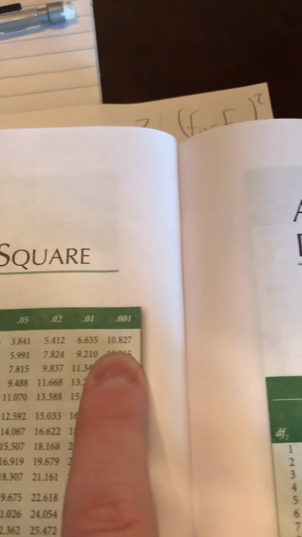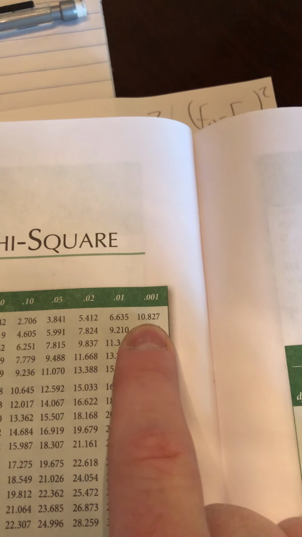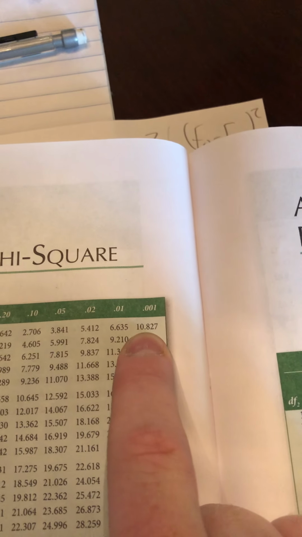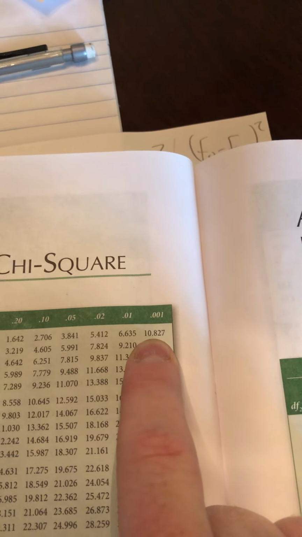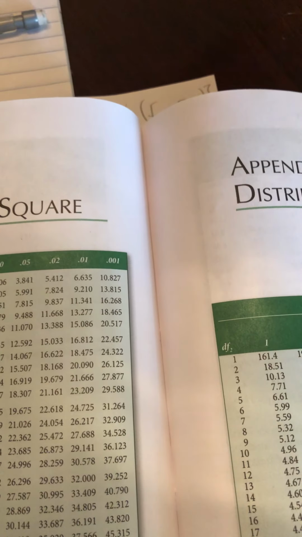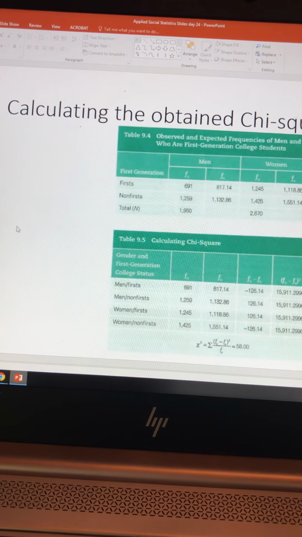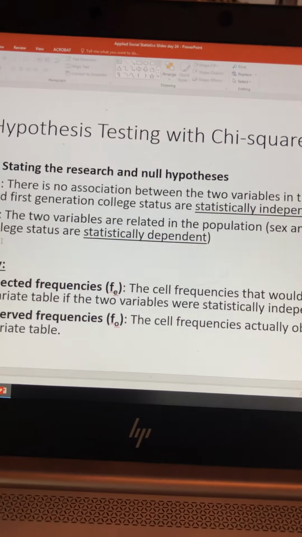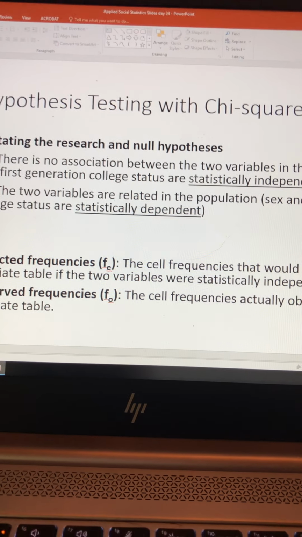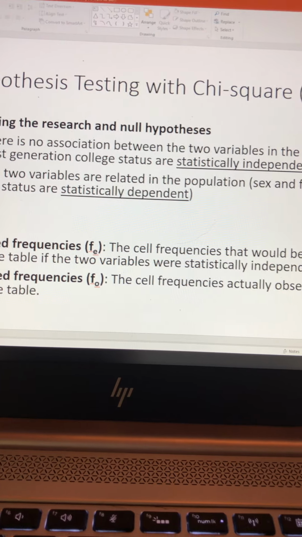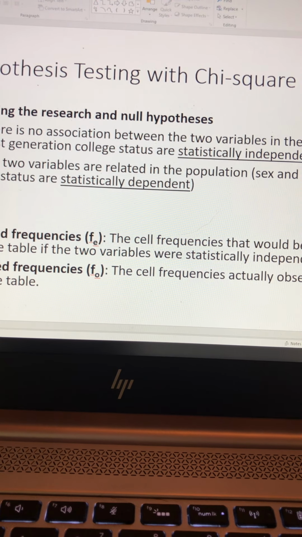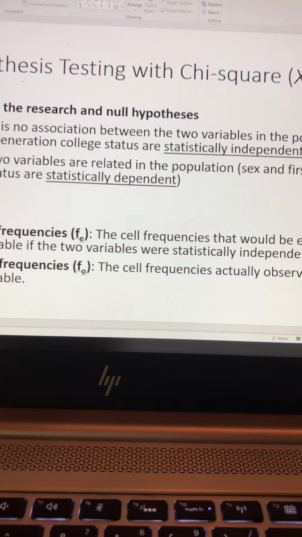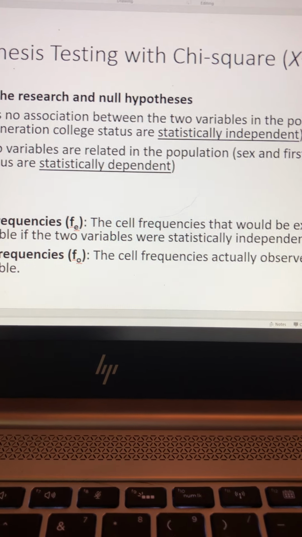If you look here, though, I could have tested at an alpha equals 0.001, which would be a 99.9% confidence level. Well, we're still above this number, so we're still saying reject the null. So our decision here, going back to the hypothesis, is to reject the null, and we can be sure with 99.9% confidence that there is a relationship between sex and generation of college students.